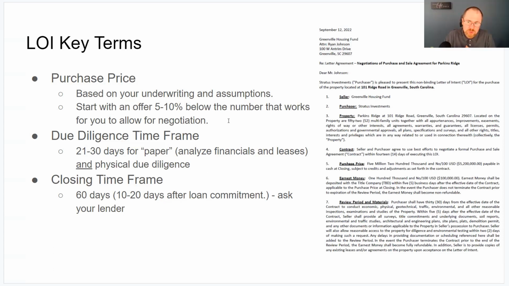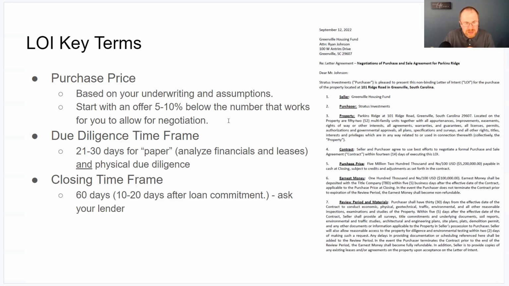Maybe it's to convince the seller on a particular point that you insist on having in the contract as a buyer. You could always offer a slightly higher price. But for example, next, the due diligence time frame.